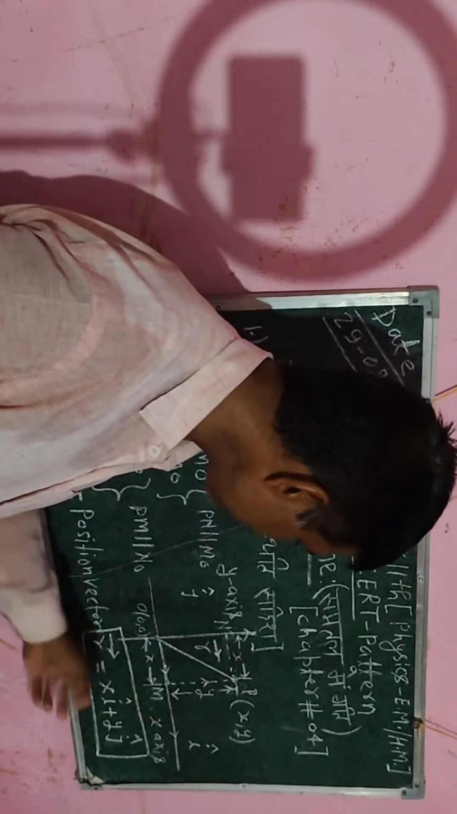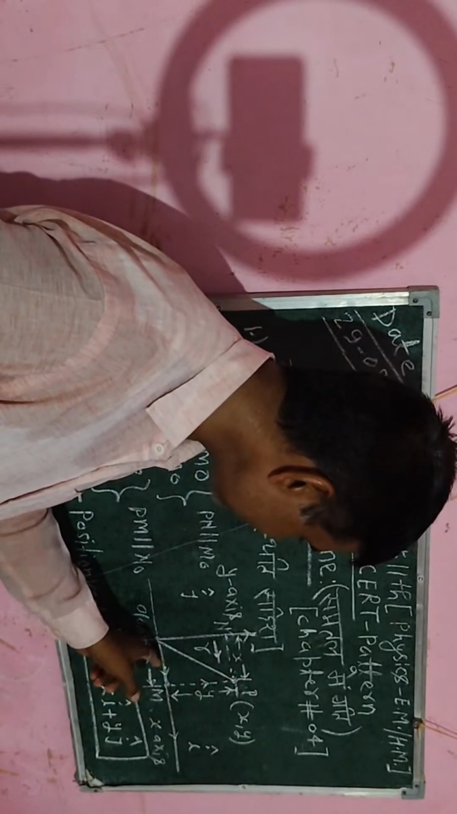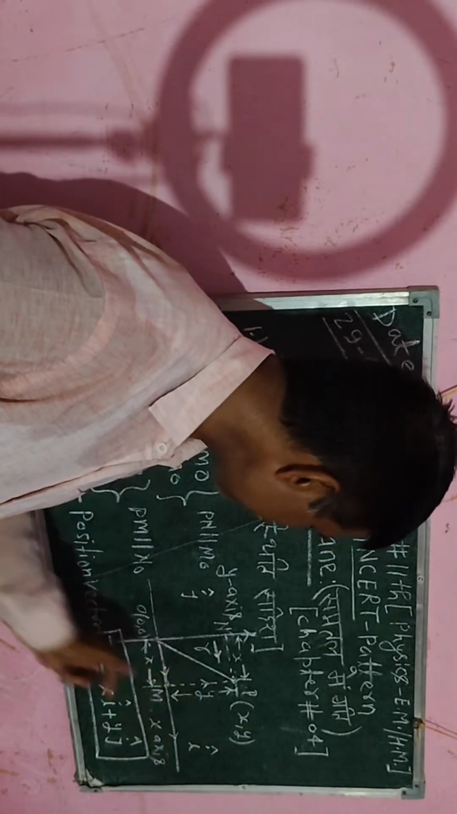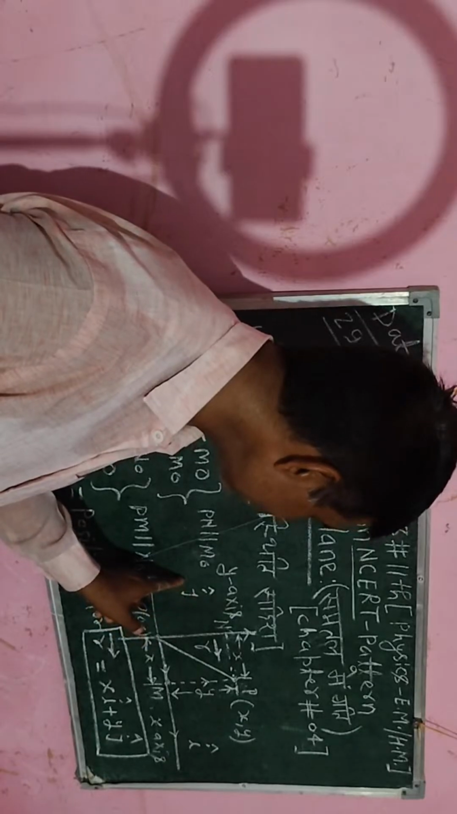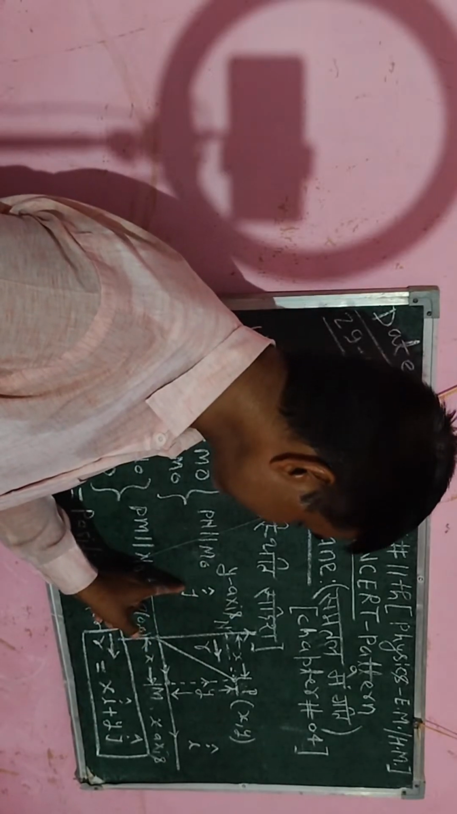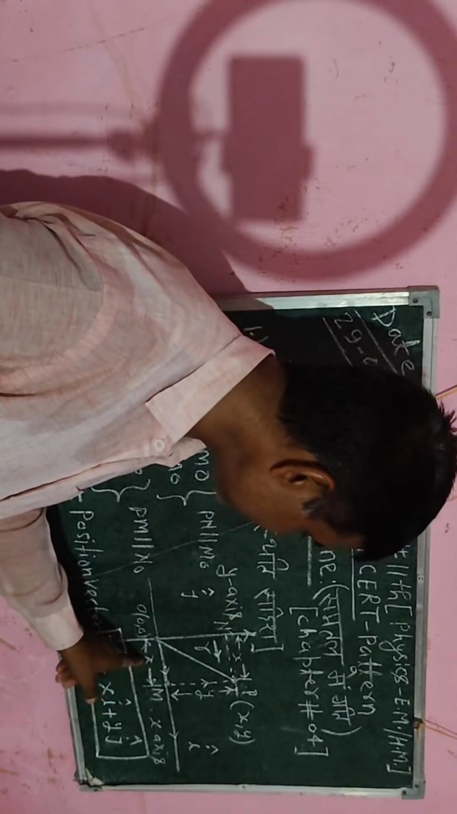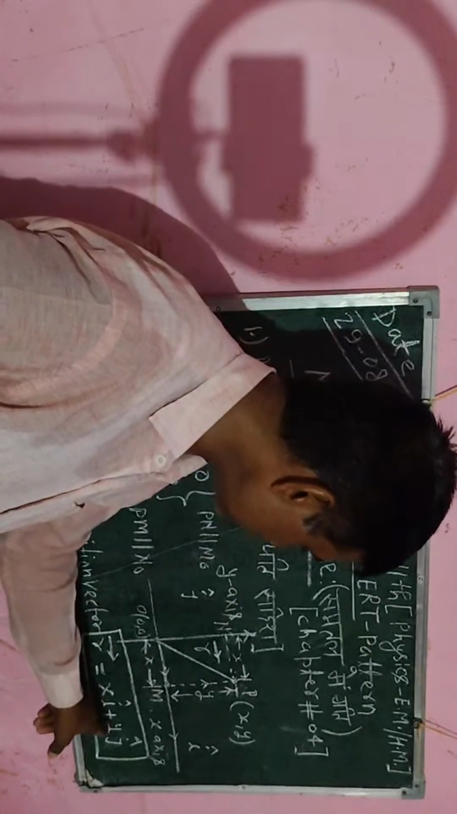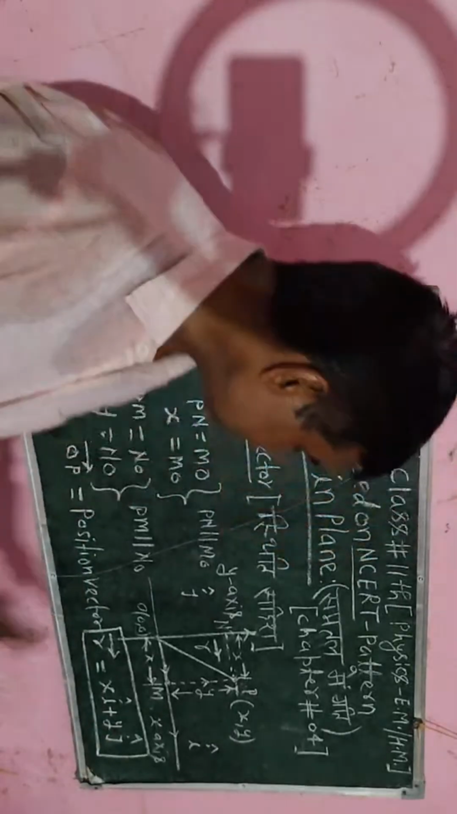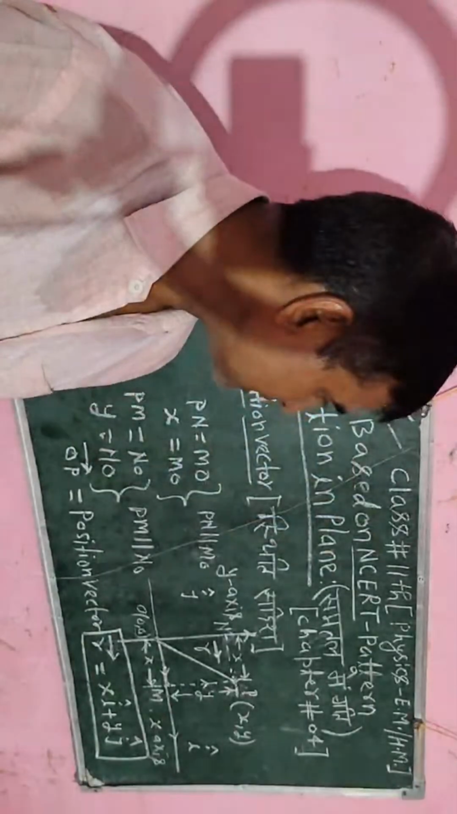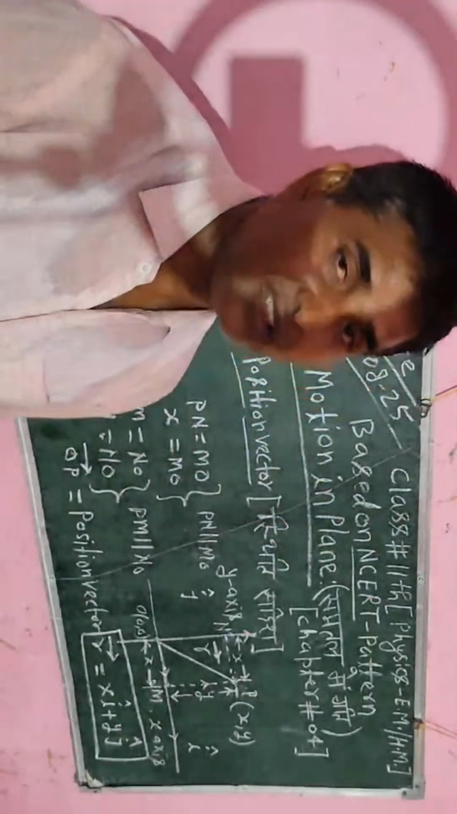So I have taken the unit vector along the x-axis. I have considered here vector i cap, and along the y-axis I have considered here vector j. Now vector R is equal to the coefficient of vector i cap plus the coefficient of vector j cap. That is the position vector. So in this way I can calculate the position vector in the xy plane.